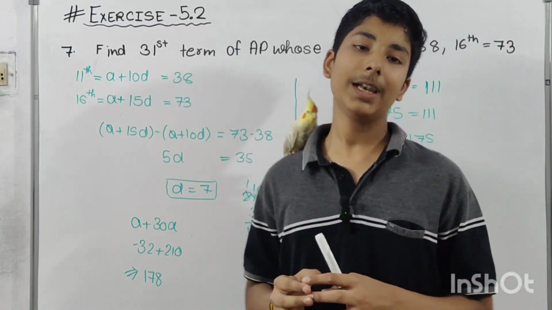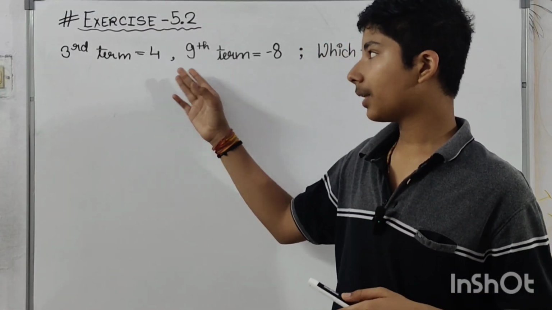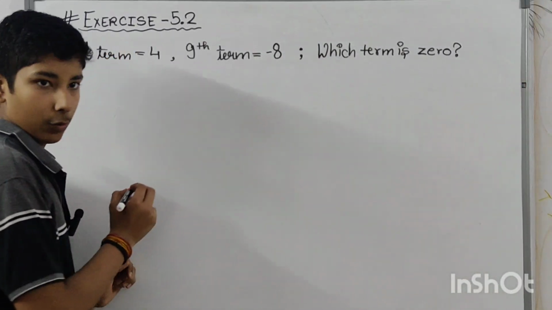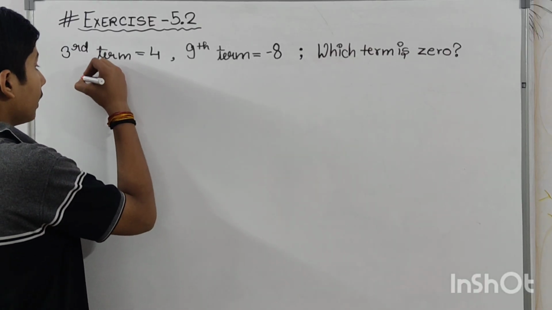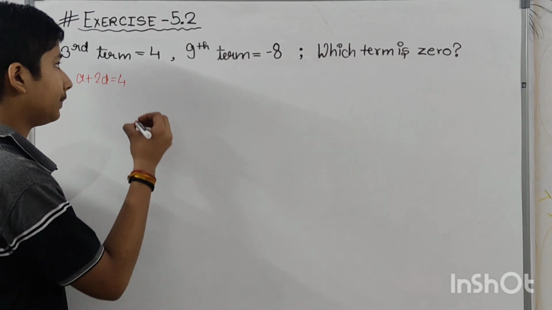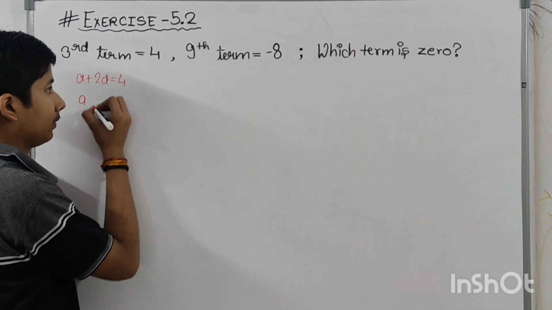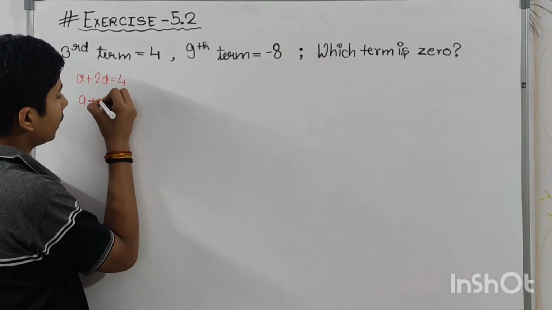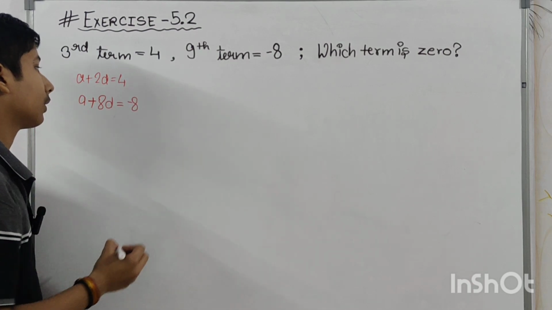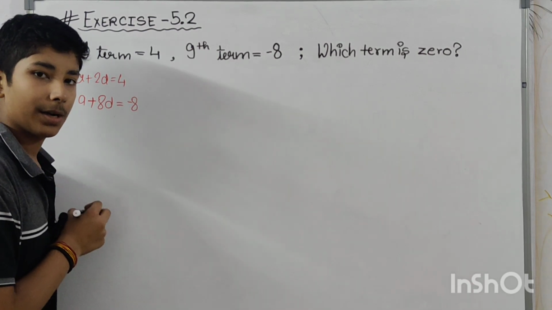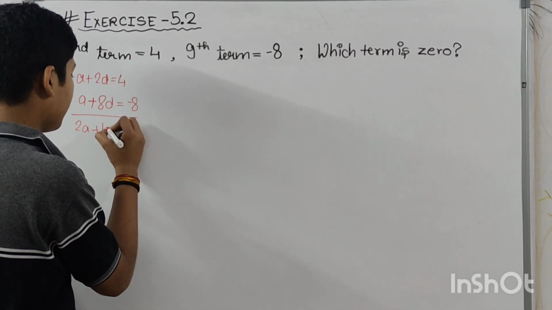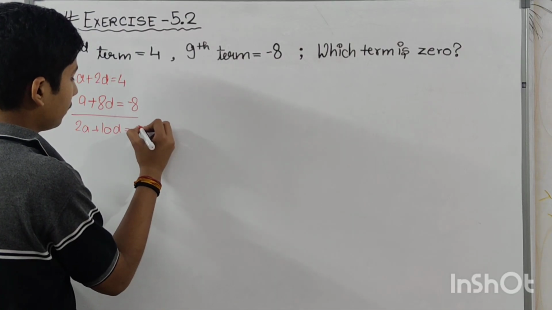And now we will continue with our 8th question. Here the third term is given, the ninth term is given, and we have to find which term will be 0. So the third term, a plus 2d, equals 4, and a plus 8d equals minus 8. So now firstly add, then subtract. If we add this, 2a plus 10d equals minus 4.